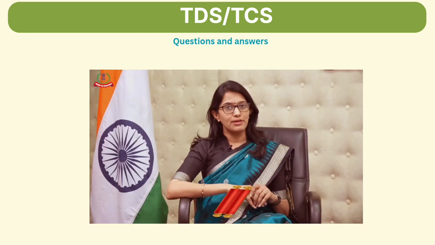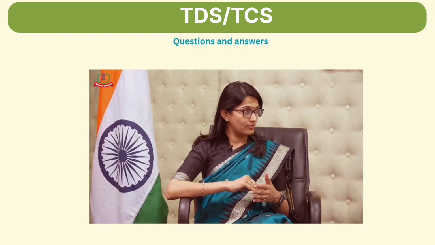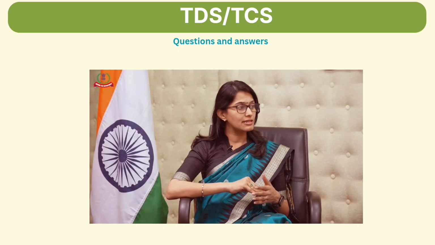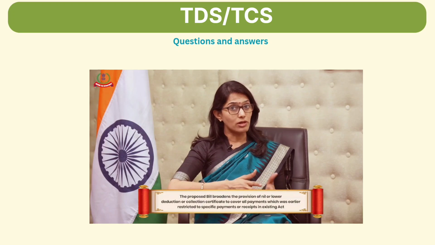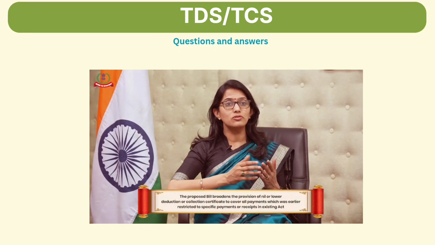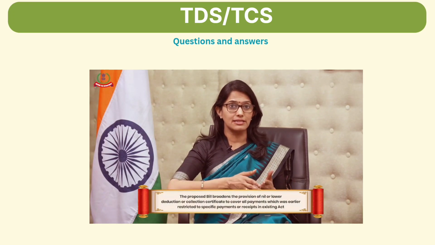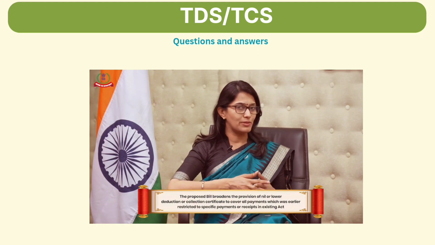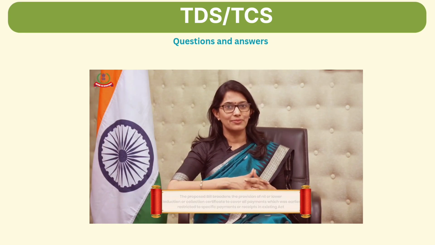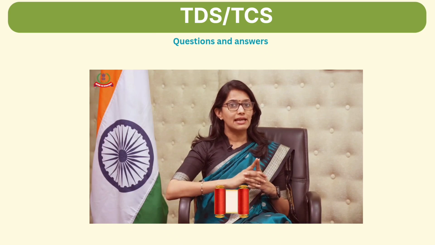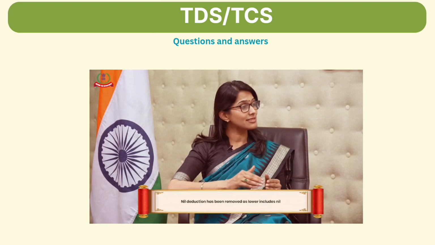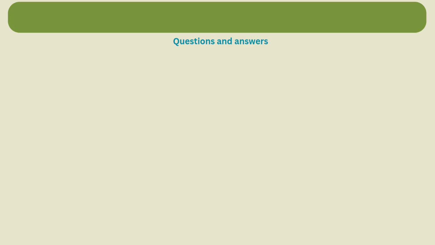Another significant step is, in the existing Act, the benefit of a lower or nil TDS or TCS certificate is restricted to specific payments or receipts. The proposed bill broadens the provision, enabling a person to seek a lower deduction or collection certificate for all types of payments or receipts or transactions. I would also like to explain that for the benefit of the deductors, nil deduction has been removed as lower includes nil.